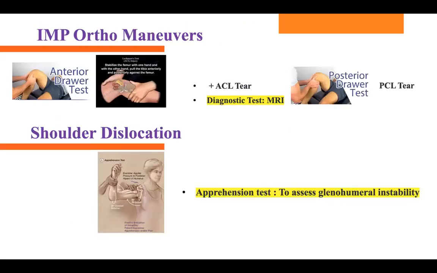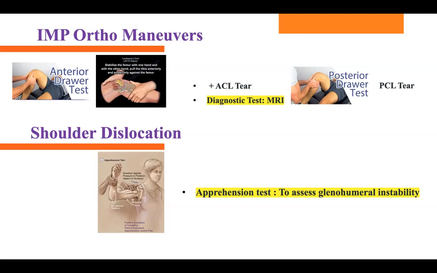Important ortho maneuver. What do you do if you are suspecting ACL tear? What maneuver do you do in the office? You can do Lachman test. You can do anterior drawer test. Which one is the most accurate and reliable test? Lachman. ACL, L means Lachman. ACL, L means Lachman test.